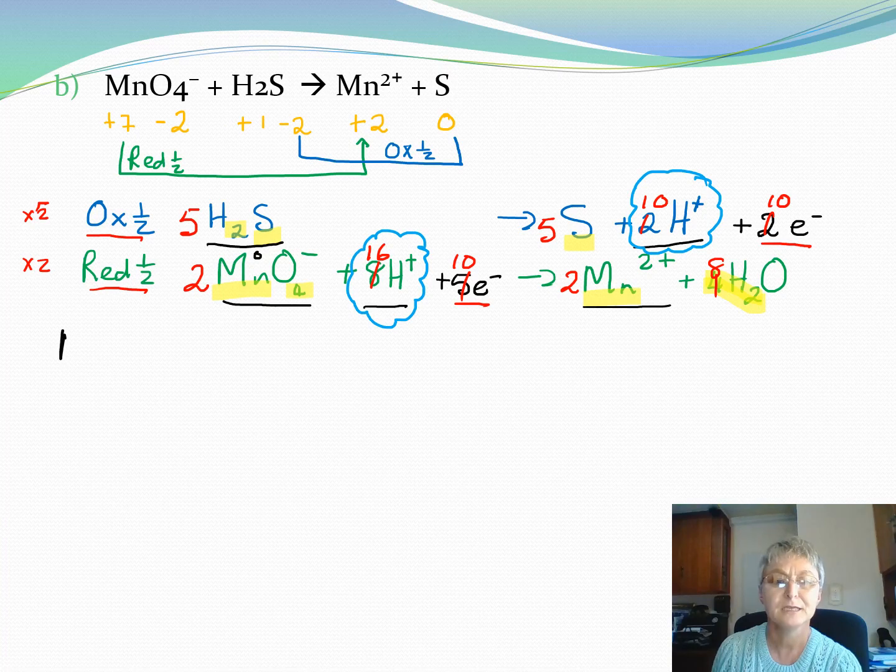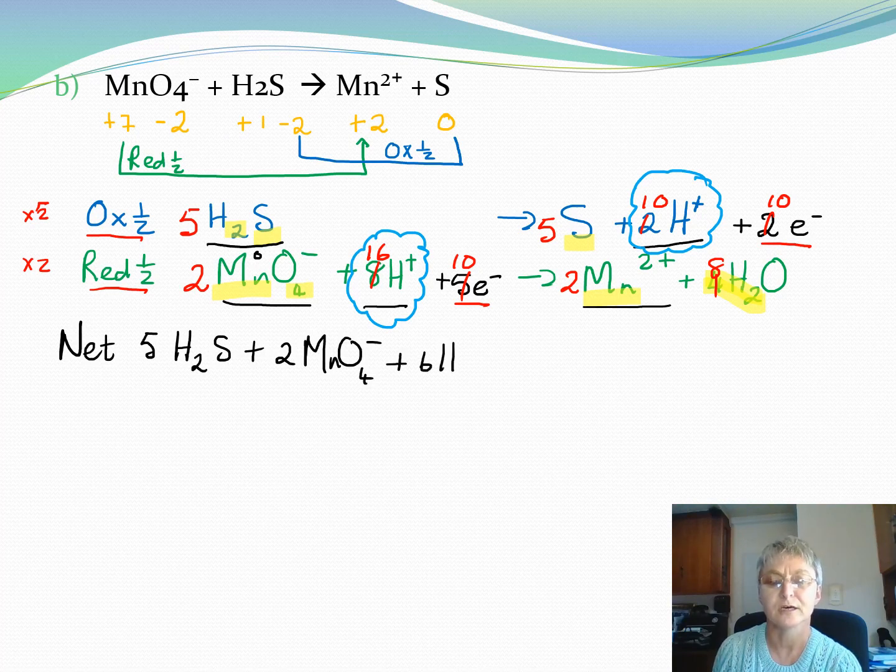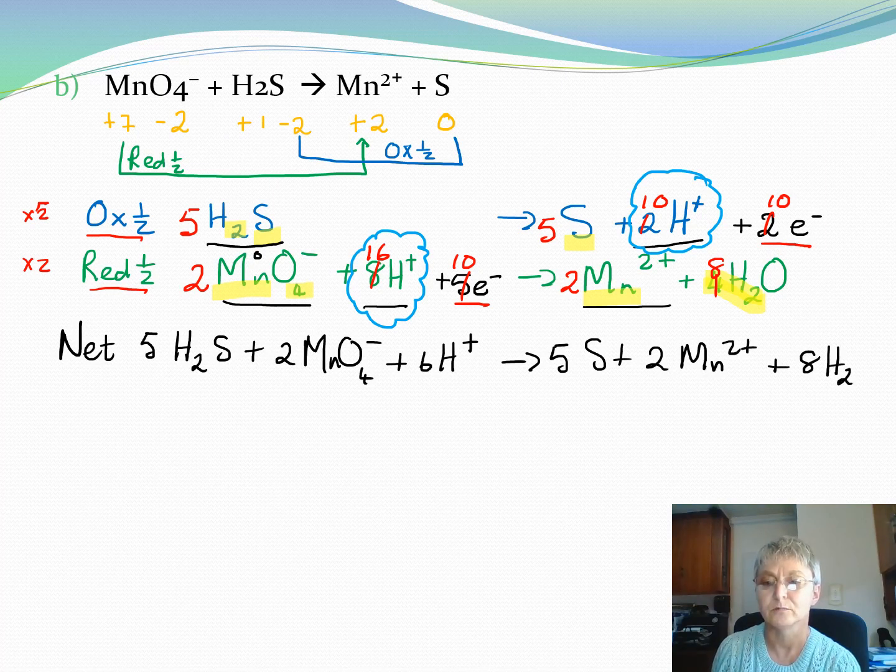So in the net reaction equation, we have 5 hydrogen sulfides, 2 permanganate ions, and then 6 hydrogen ions. The electrons cancel. That gives us 5 sulfurs, 2 manganese 2+ ions, and 8 water molecules.